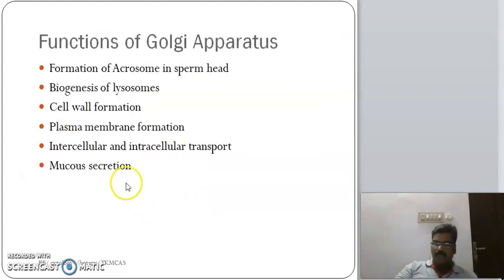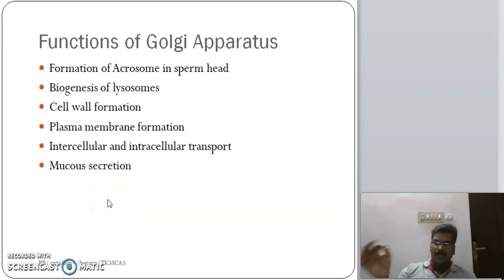Coming to the functions of the Golgi apparatus. They help the formation of the acrosome in the sperm head. They do the biogenesis of lysosomes. They do cell wall formation. They help plasma membrane formation, and they are involved in intercellular and intracellular transport, and of course mucus secretion by mucoid cells is helped by these organelles.